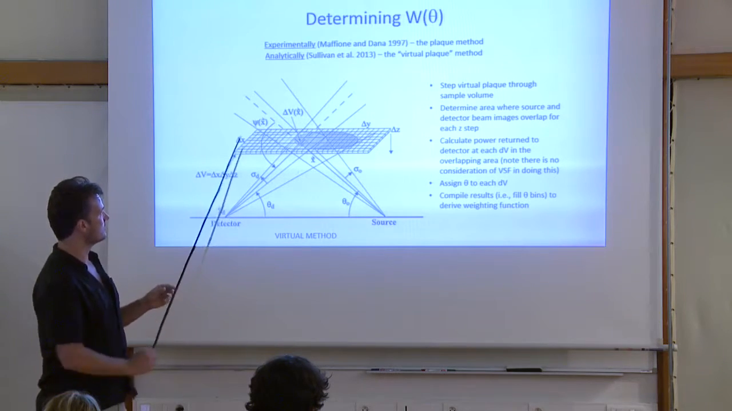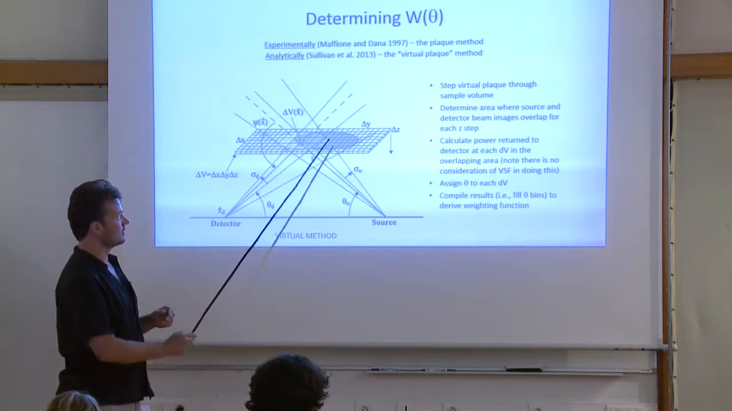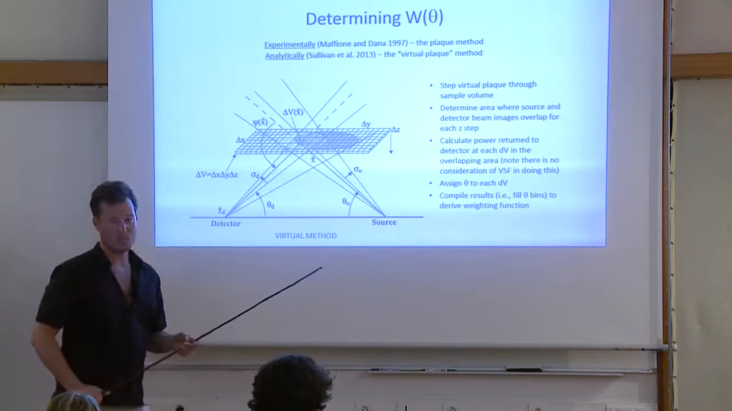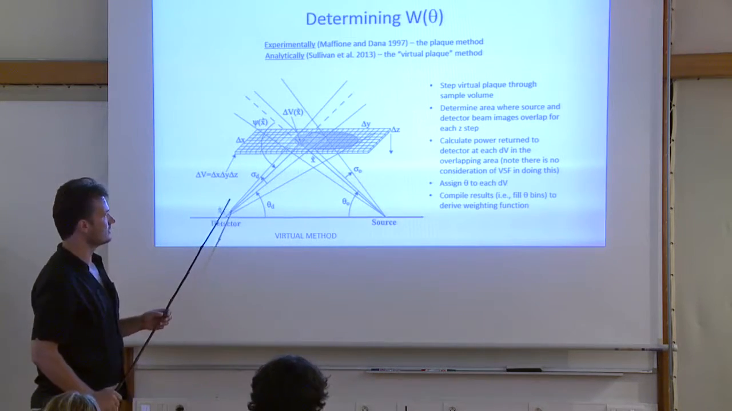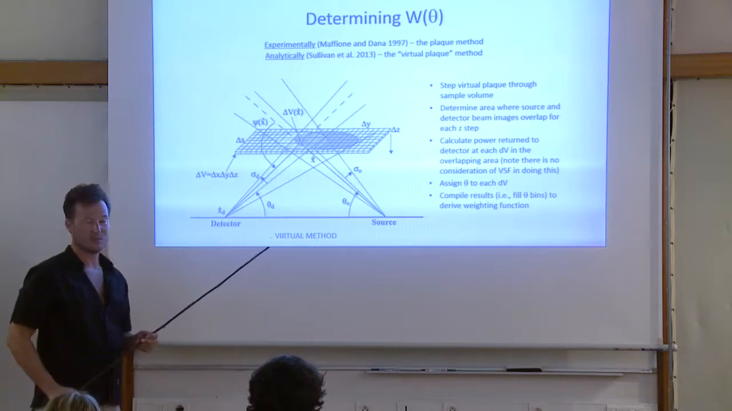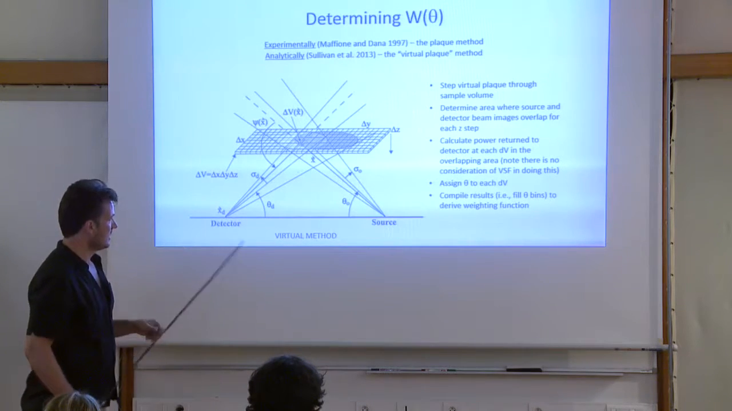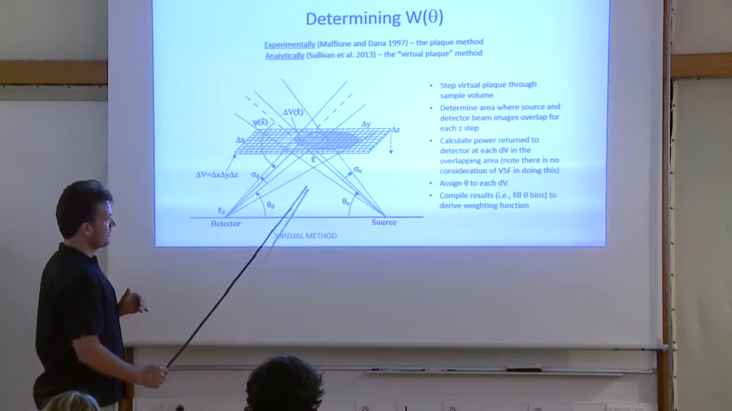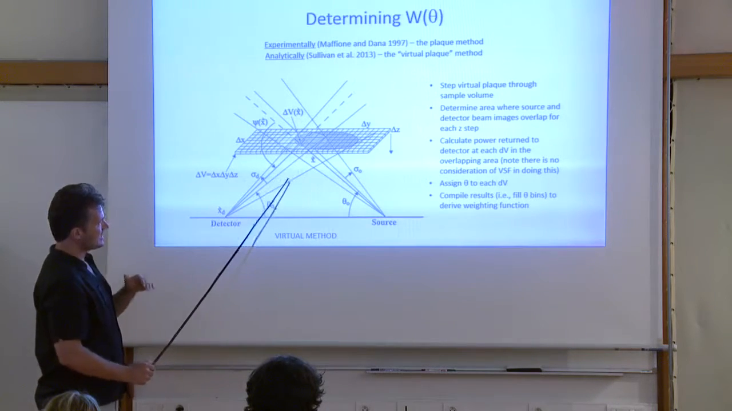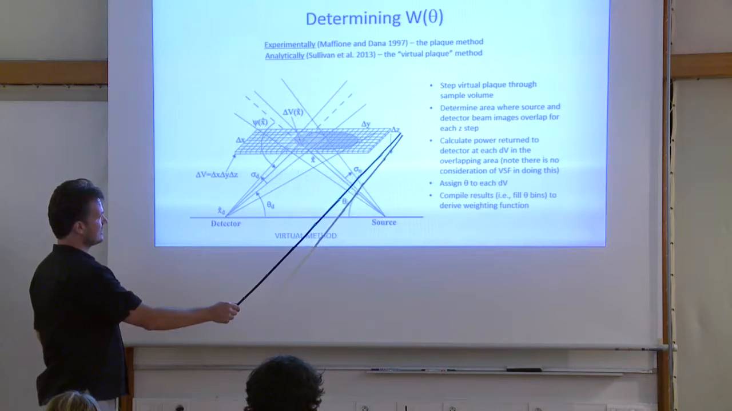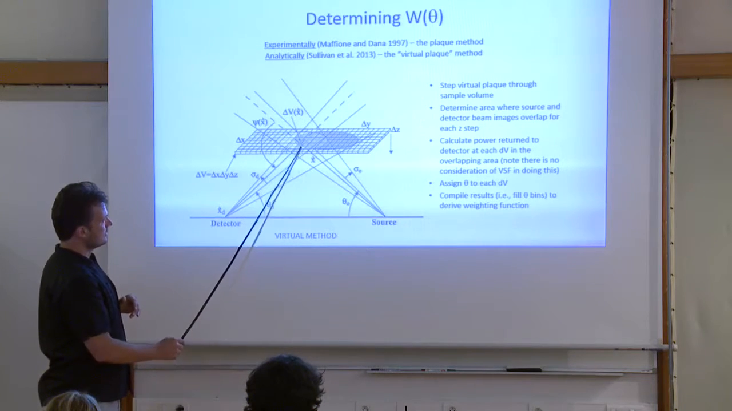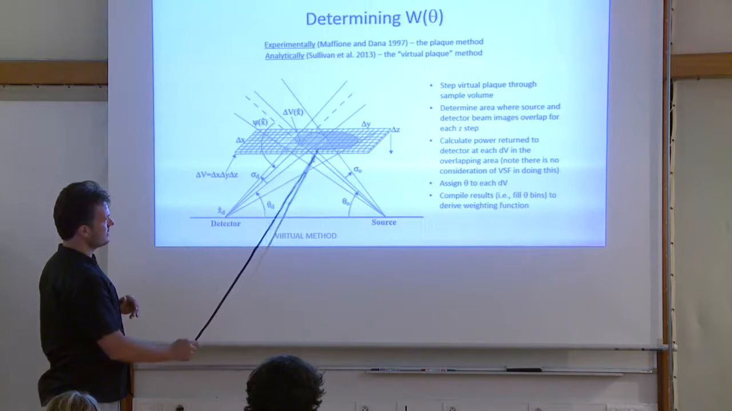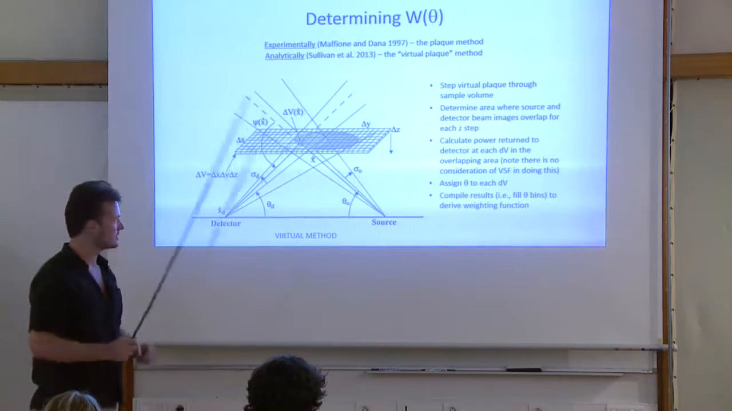So then we started to do it analytically. And we call this the virtual plaque method. This is described in detail in this paper by Sullivan et al. But the original method was developed around 2000. The way this works is we virtually step a plaque through this sample volume. At each setting of Z, we look at the intersection of the source beam and the detector beam, which is right here. So you're looking at the intersection of two ellipses.